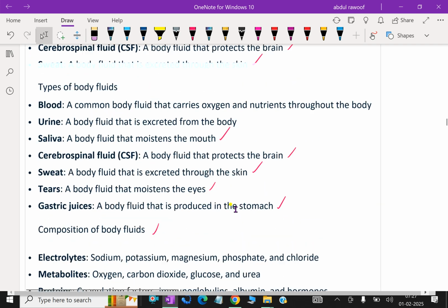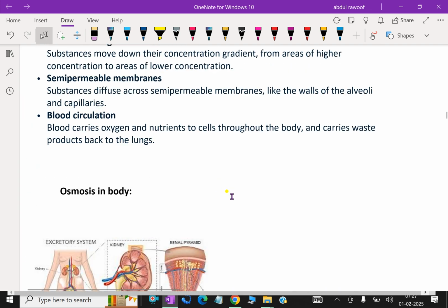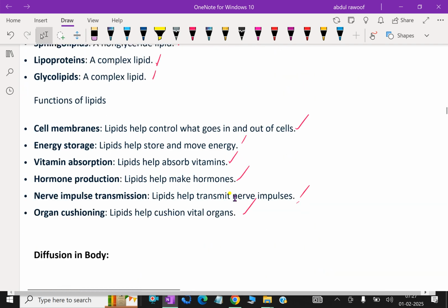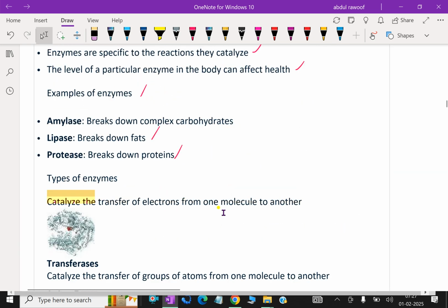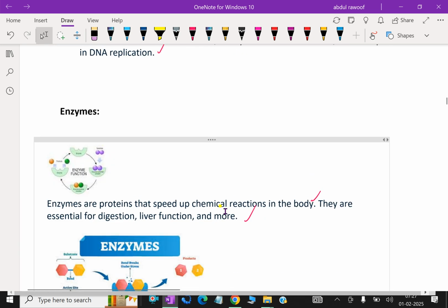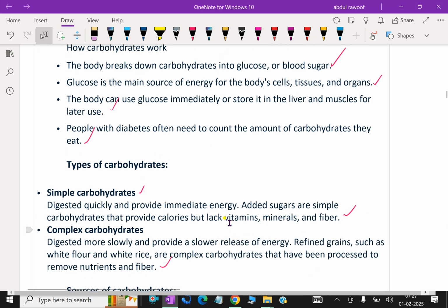So far, we discussed important constituents of the human body. In that, we talked about carbohydrates, lipids, as well as enzymes, amino acids, etc.